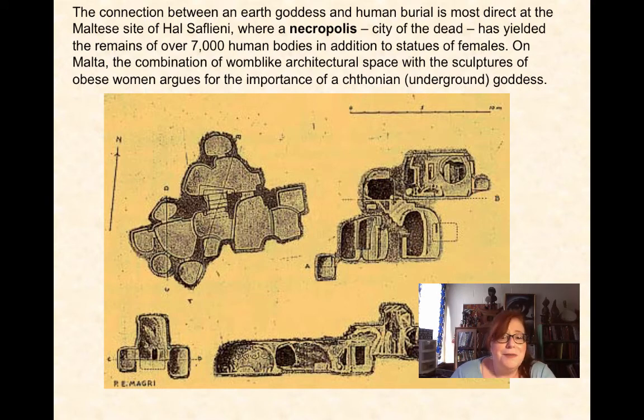You come out of the womb at birth, and then you go back into the womb of the goddess after you die. So the link between the earth goddess and human burial is most direct at Hal Saflieni, which is where a necropolis, a city of the dead, has yielded the remains of over 7,000 human bodies in addition to the statues of females. So again, we think that there's this idea of an underground goddess, a Chthonian goddess.